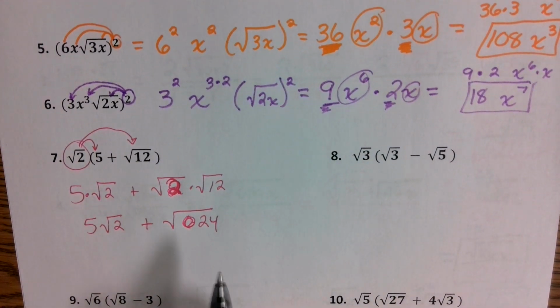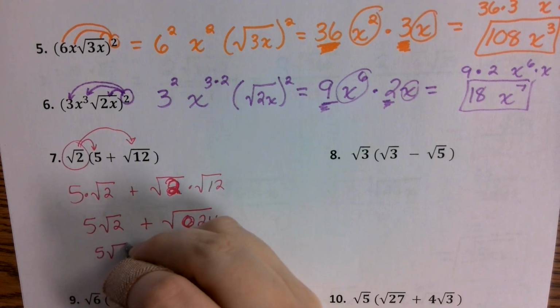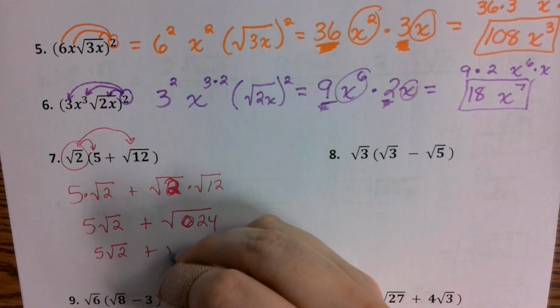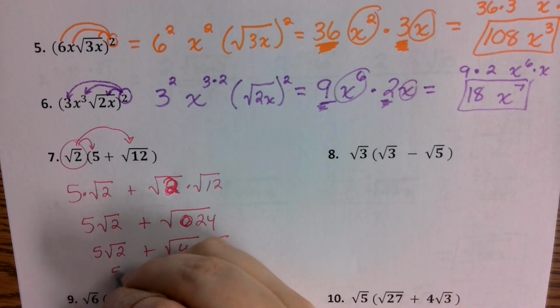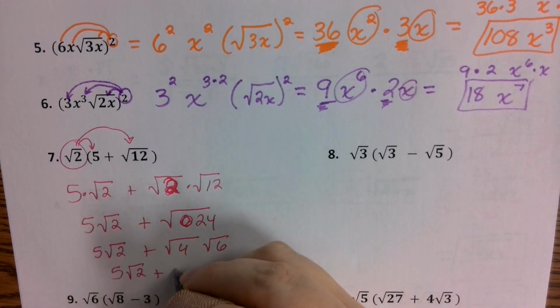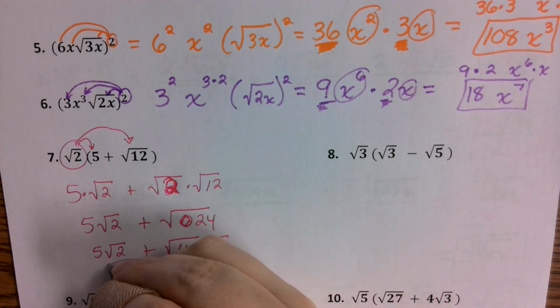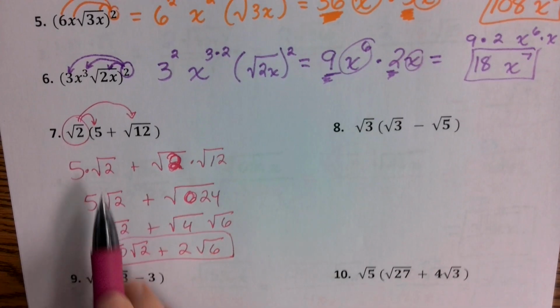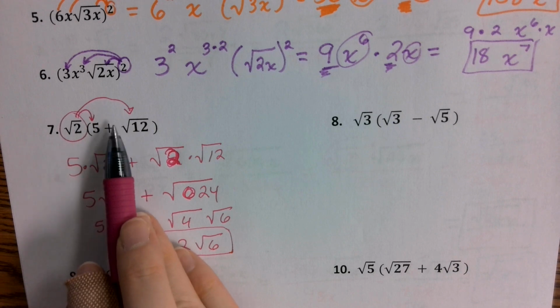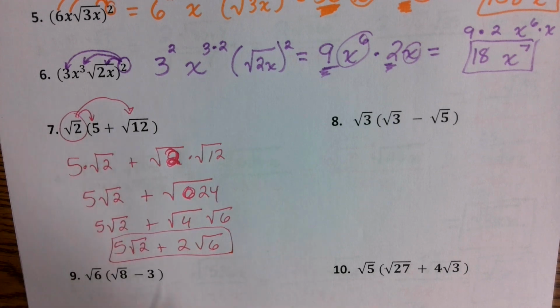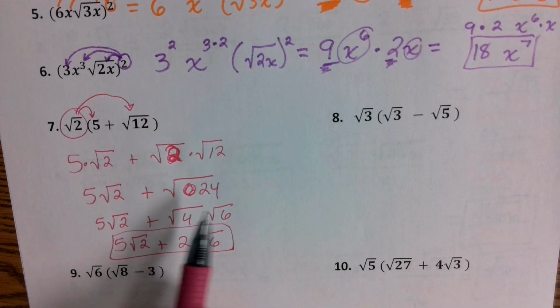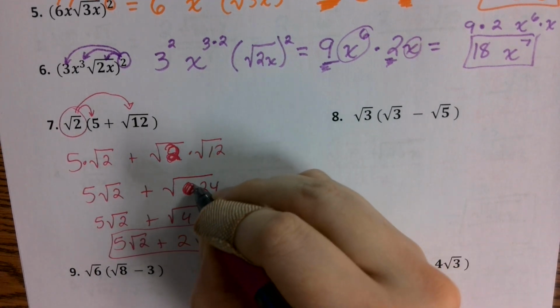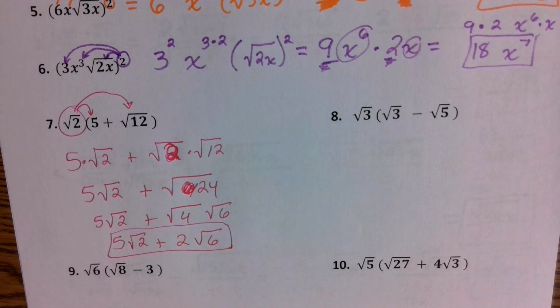Okay, now we can go ahead and simplify this. 5 square root of 2 plus, this can become square root of 4 and square root of 6, which then becomes 5 square root of 2 plus 2 square root of 6, and that's your final answer. Okay, you're just distributing it, you're multiplying it. If it's not inside of a radical, it's just the coefficient in front. If it is inside a radical, you multiply the two numbers together. Okay, I'll show you the others tonight online.